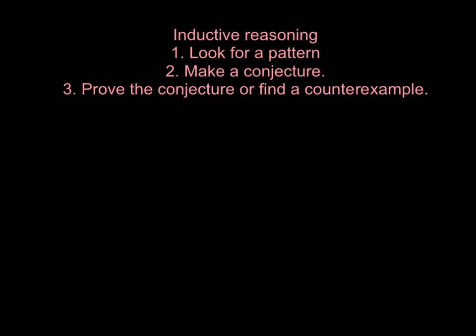So, to show that a conjecture is always true, you must prove it. So, we're going to make this little table here. I love this. This is my favorite part about conjectures. Inductive reasoning. To show that a conjecture is always true, you must prove it. To show that a conjecture is false, you only have to find one example in which the conjecture is not true. This is called a counterexample.